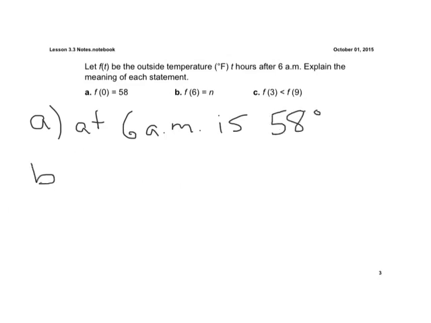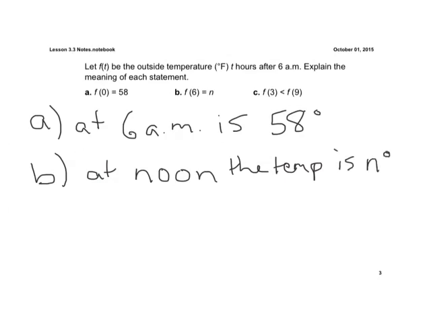All right, part B, now instead of 0, we have a 6 in there. So what this means is 6 hours after 6 a.m. If we do the math there, 6 hours after 6 a.m., we're now at noon. Let's say at noon, the temperature is n degrees. They don't give us a degree, they give us a variable there. That's all right.